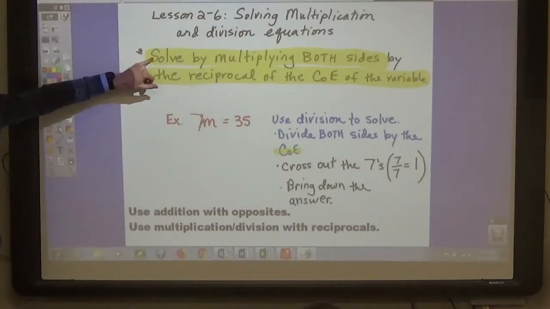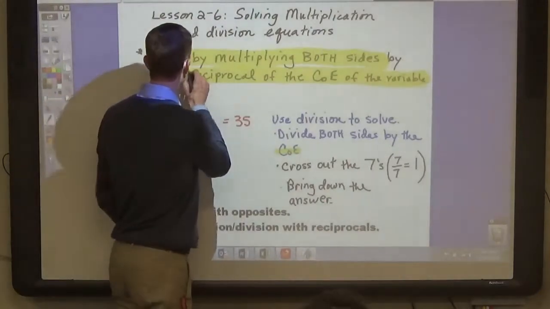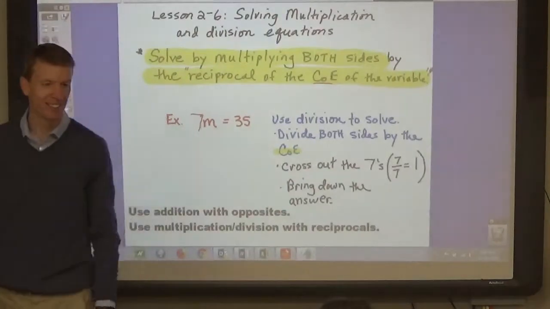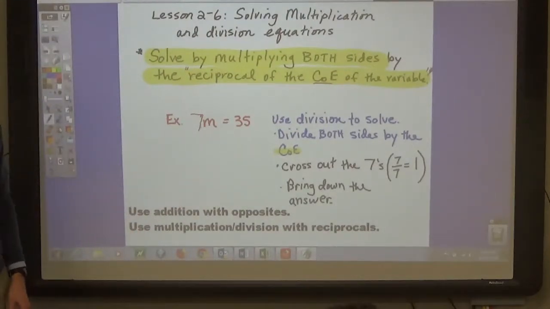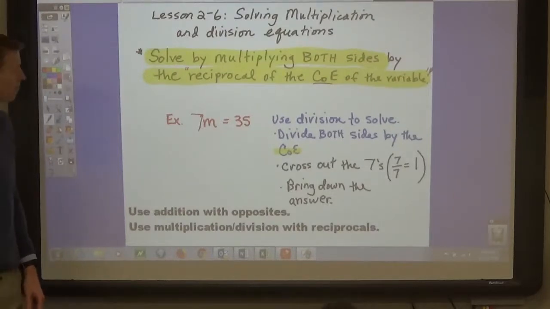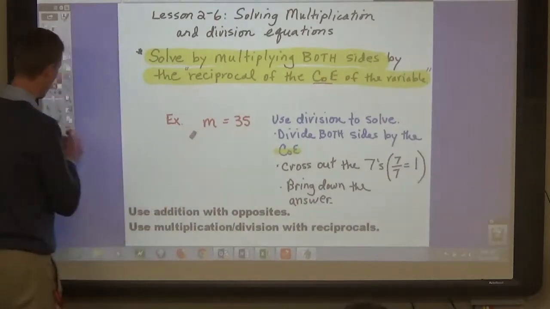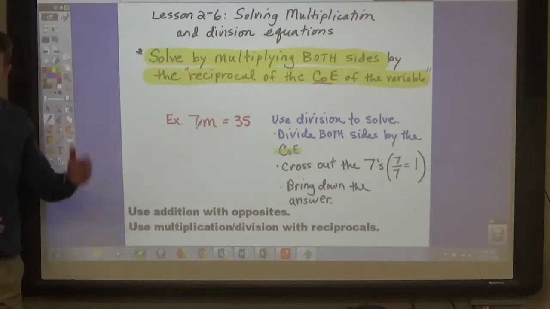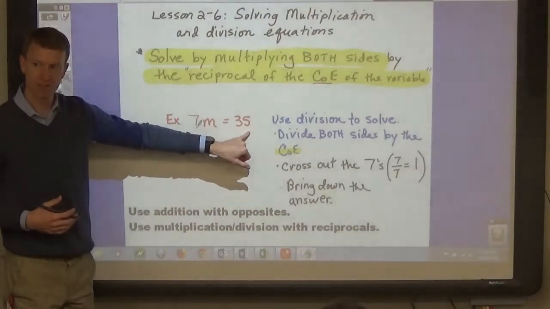We're going to solve this by multiplying both sides by the reciprocal of the coefficient of the variable. Now, it's not that complicated. It just sounds complicated, but it's really not. The reciprocal of the coefficient of the variable just means that we're going to use the reciprocal of 7, which is 1 over 7, to solve it.